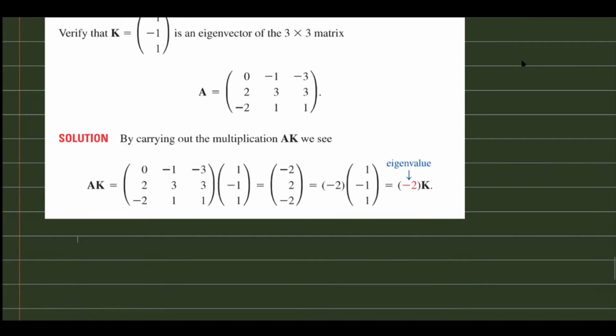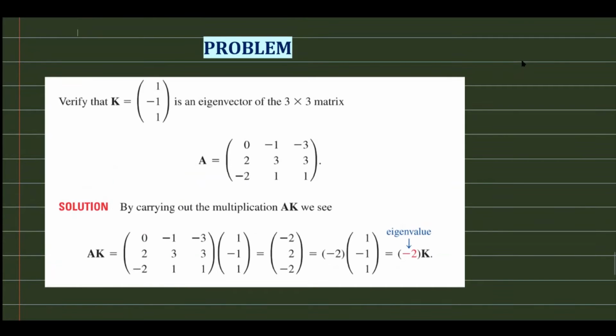For example, we will see a problem. Verify that K equal to (1, -1, 1) is an eigenvector of the 3 by 3 matrix A equal to [[0, -1, -3], [2, 3, 3], [-2, 1, 1]]. So we have to check whether this K, which is a non-zero vector, is an eigenvector of this 3 by 3 matrix. We know that it will be an eigenvector if it satisfies AK equal to lambda K.